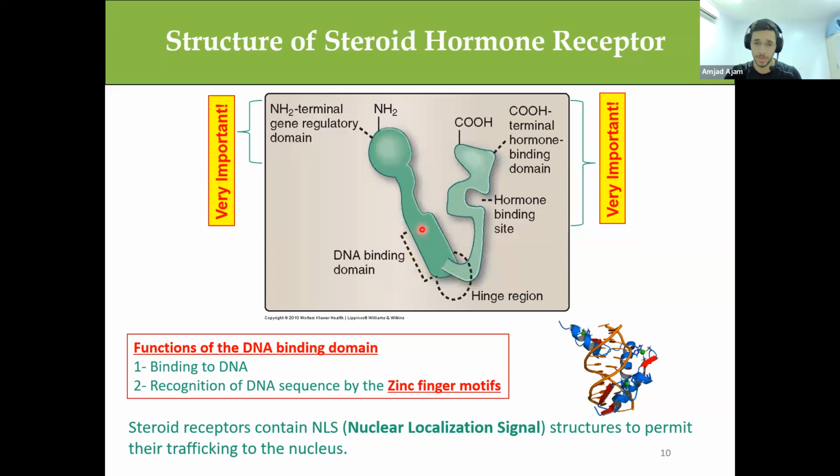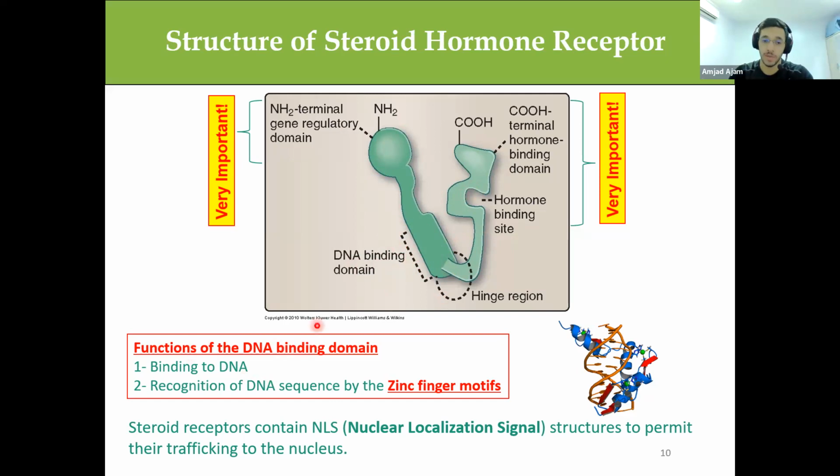Once this receptor enters the nucleus, this DNA binding domain will bind to the DNA, because the general idea of this whole lecture is that we want the hormone receptor complex to enter the nucleus, bind DNA, and induce transcription. That's why the receptor has a domain called the DNA binding domain. It will go to the nucleus in order to bind to the DNA.